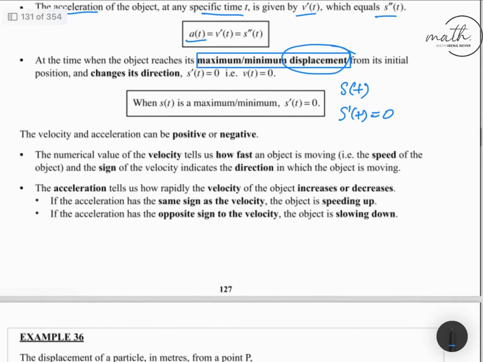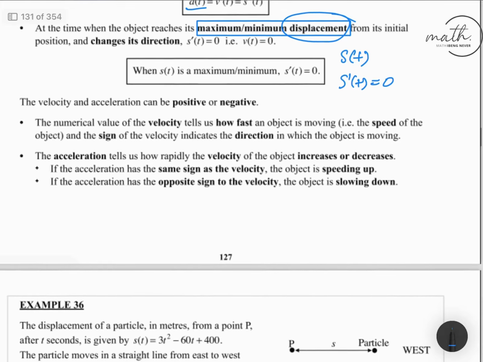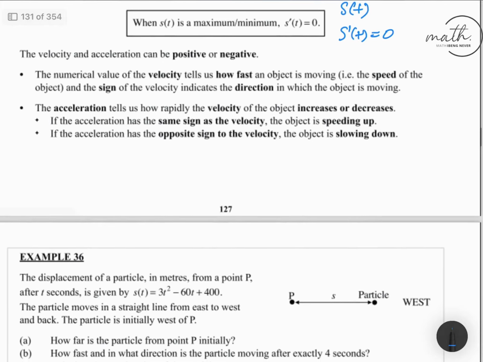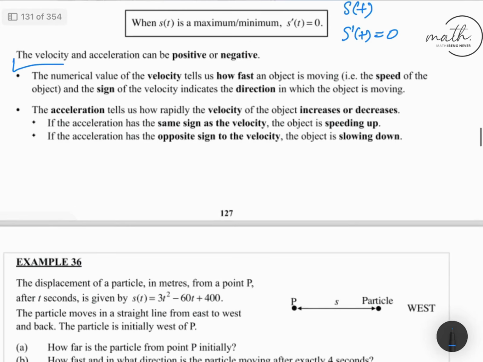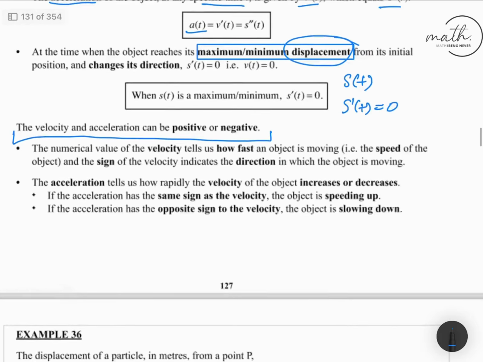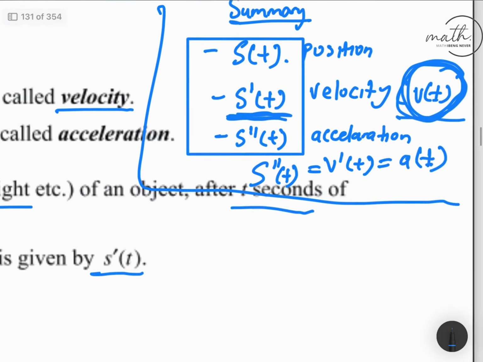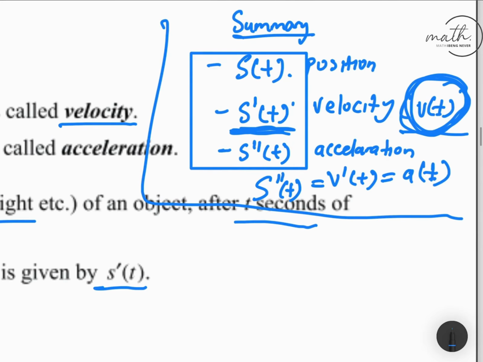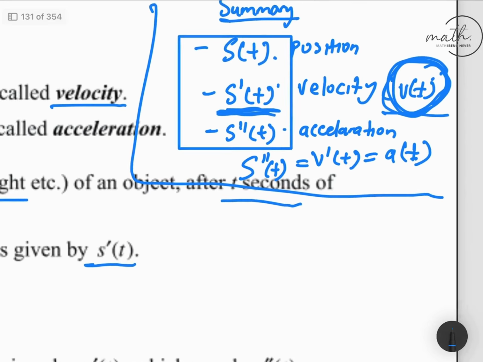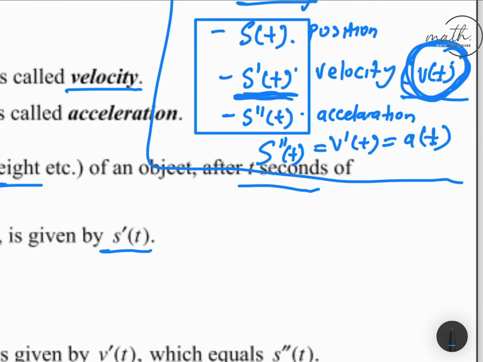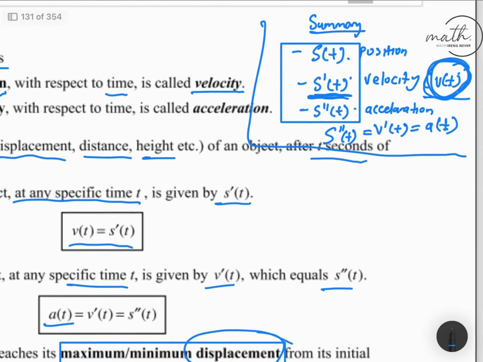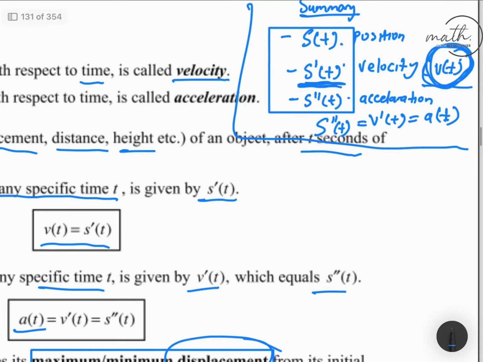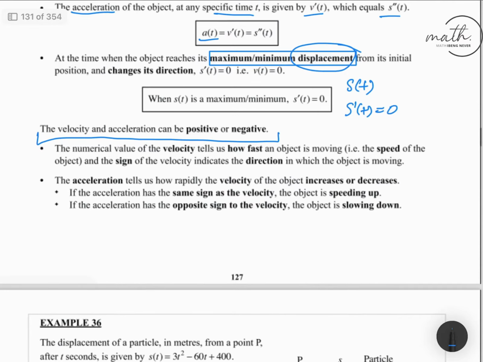Now, it says the velocity and acceleration can be positive or negative. So when you find the first derivative and second derivative, or the first derivative of the velocity, which is the acceleration, or the second derivative of the position, which is again acceleration, those can be positive or negative. So let's talk about that.